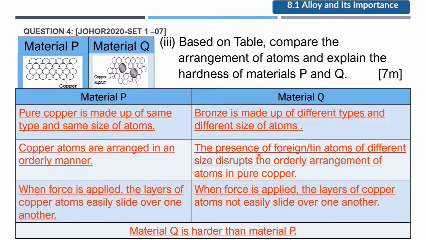But material Q, the presence of foreign or tin atoms of different size disrupts the orderly arrangement of atoms in pure copper. So the arrangement is disorderly. Material P, when force is applied, the layers of copper atoms easily slide over one another. But for Q, when force is applied, the layers of copper atoms do not easily slide over one another. Coming to the last, we make a conclusion: material Q is harder than material P. So totally 7 marks.